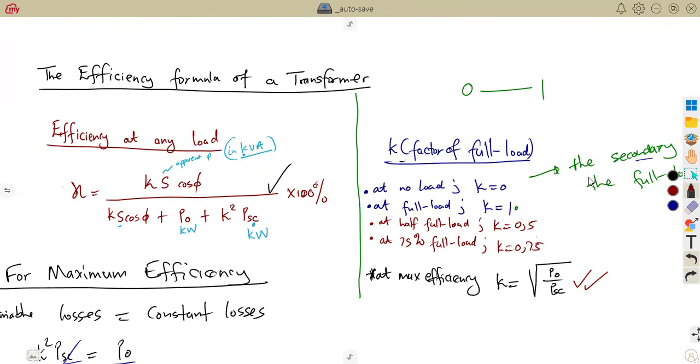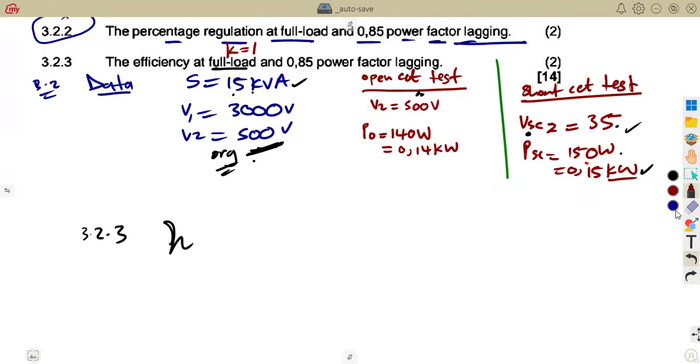So we must know our conditions, guys. For our efficiency at full load, K is equal to 1. Then they said 0.85 power factor lagging. So we also have cos phi in that case, which is 0.85. This is the only part that we need, guys. It's not something extra, like calculating the maximum efficiency. This is just a normal efficiency.